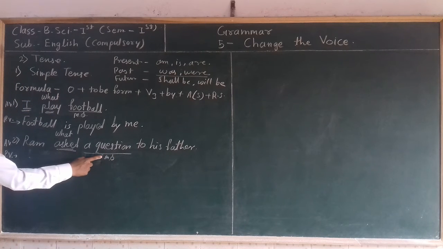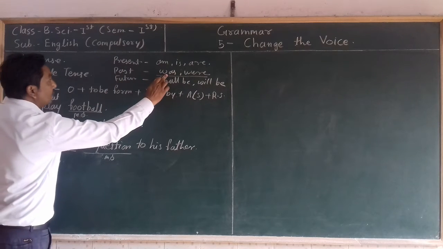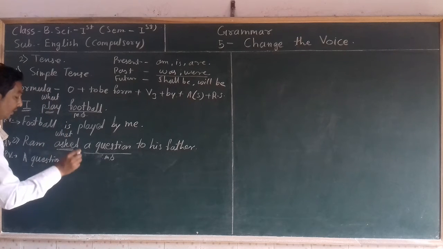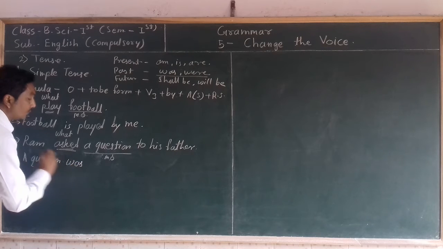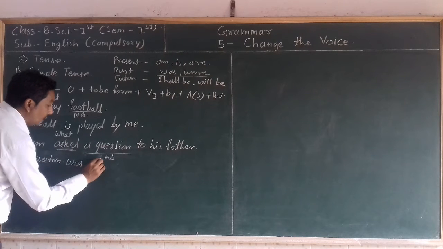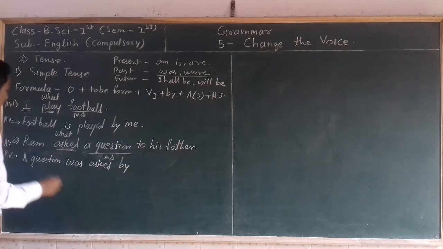So the object of active voice becomes the subject of passive voice. A question. So according to the new subject, we have to use the to be form in front of it. So past tense to be form, was and were. A question means one question. So in front of a singular noun, we always use was. Then use V3. So the third form of ask, or past participle, asked, is the same.